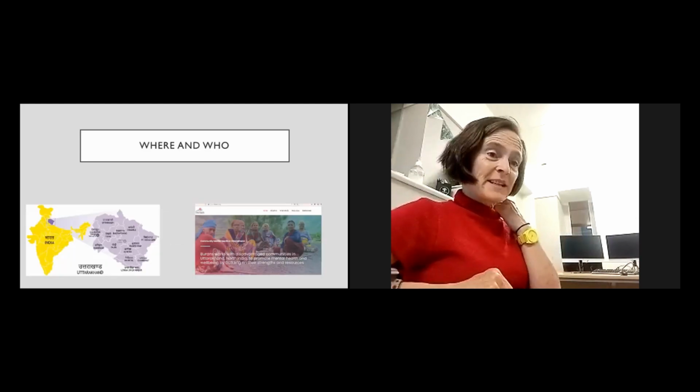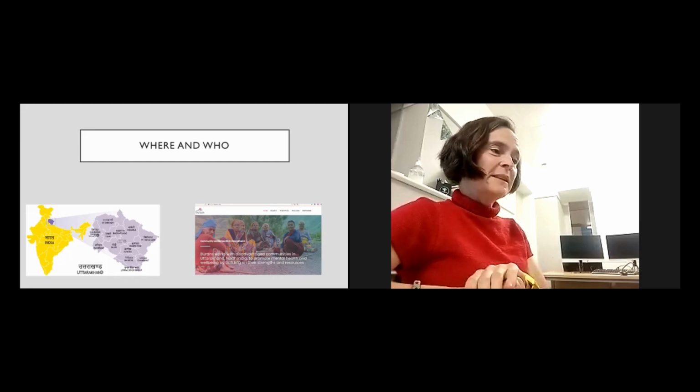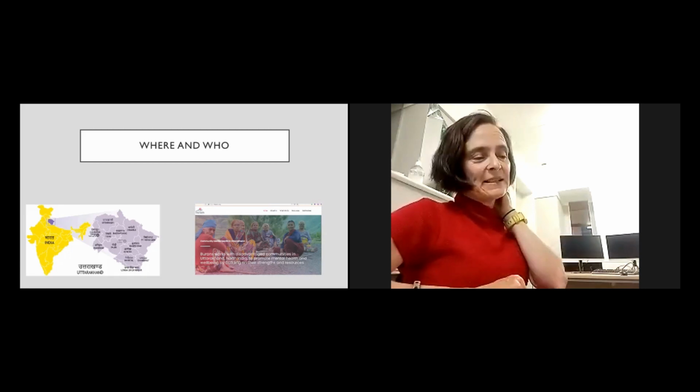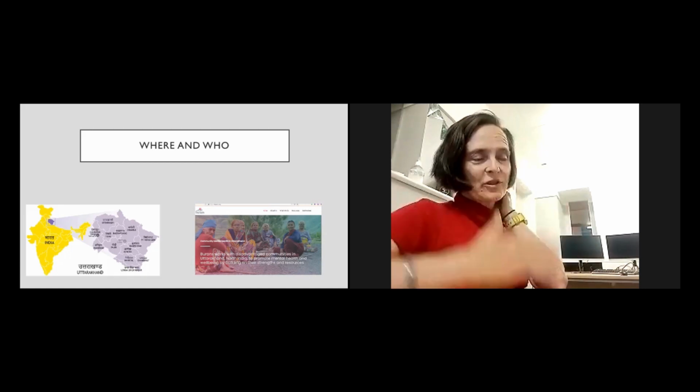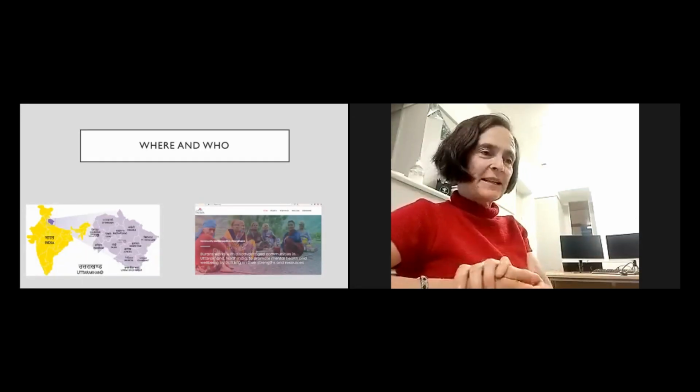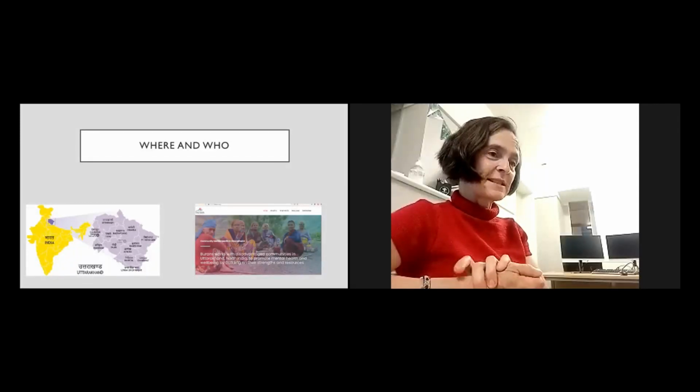So the place we were running this program was in Uttarakhand state. It's a beautiful, quite small state for India. It's got 10 million people, and it's 300 kilometers north of Delhi. It goes up to the border of Tibet, so quite a hilly area. And the team that I've been leading and working with is called Burans. That's our website front page. And we work with the communities in Uttarakhand to promote mental health and well-being by building on their strengths and resources.